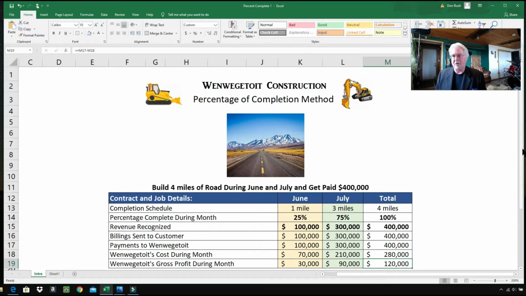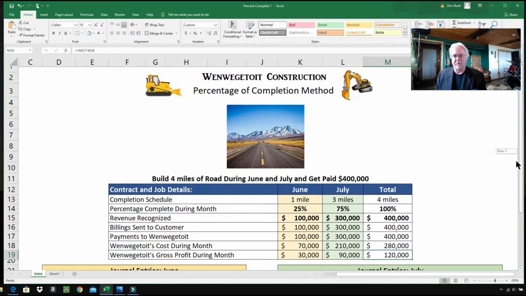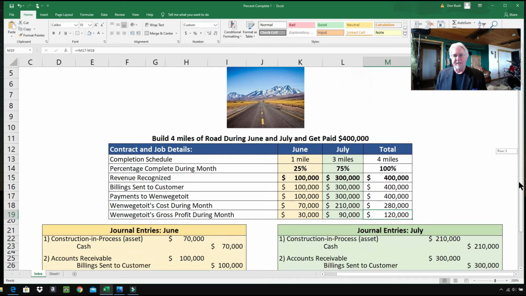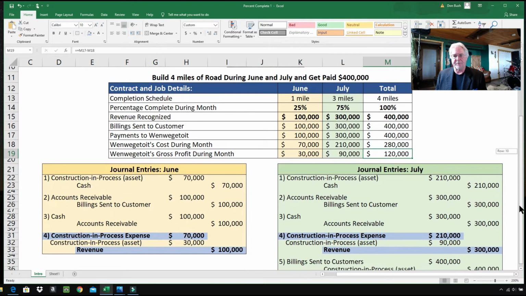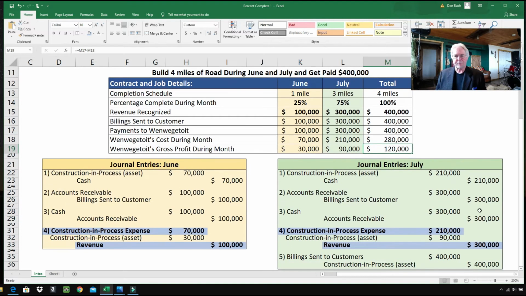And if you don't, just back up the video and watch it again. So down below here are the journal entries for June and July. And what I did is I highlighted June's information in yellow, and so I put June's journal entries in yellow so that way they stand out. And July's journal entries are highlighted in green, and so here we are. Here's the journal entries for July.